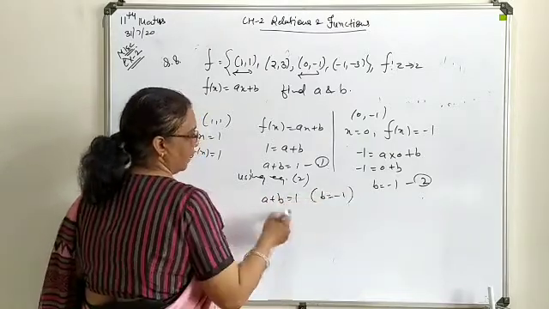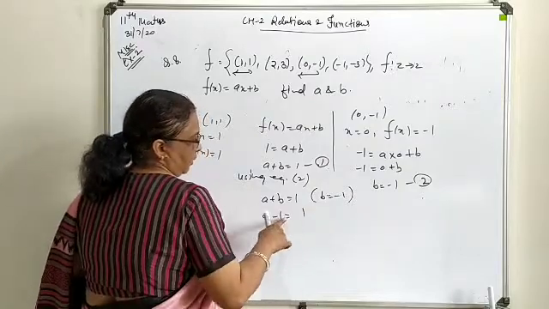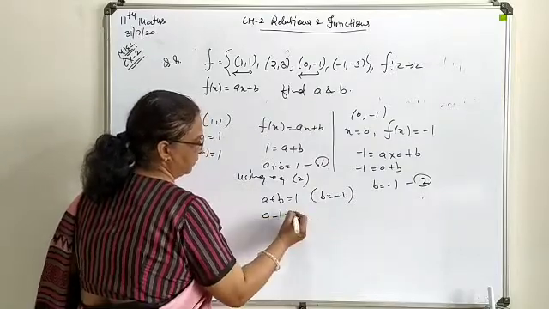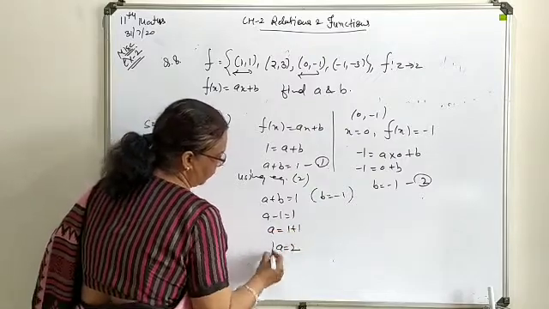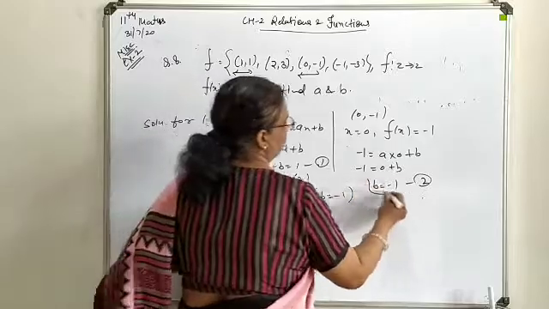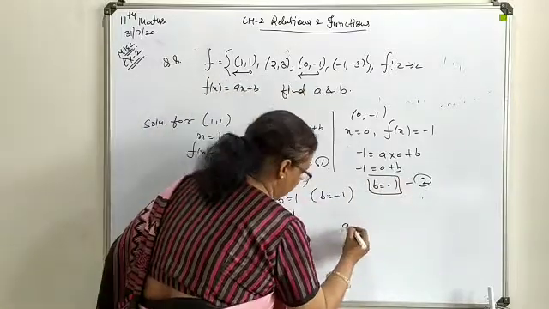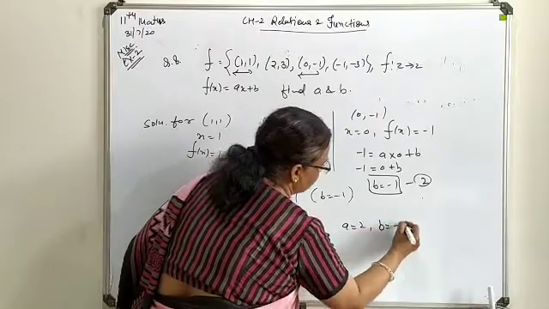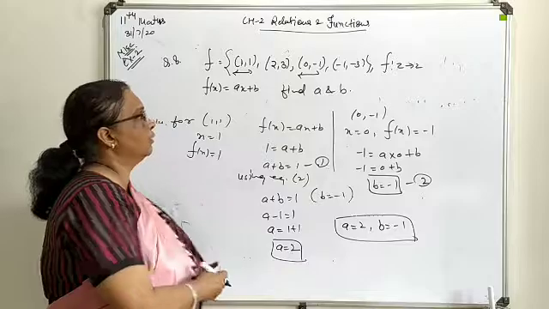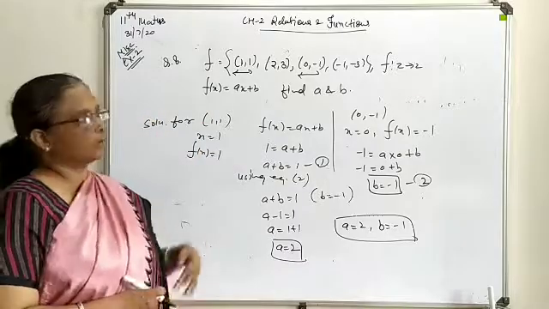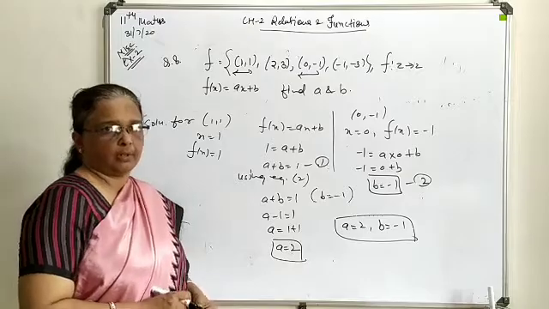Substitute here. Shift this toward that side. So a will come out as 2. So this way an unknown quantity you can find. Here a is equal to 2 and b is equal to minus 1 are the values for the given unknowns. So this is another category you may have in an exam. Thank you.